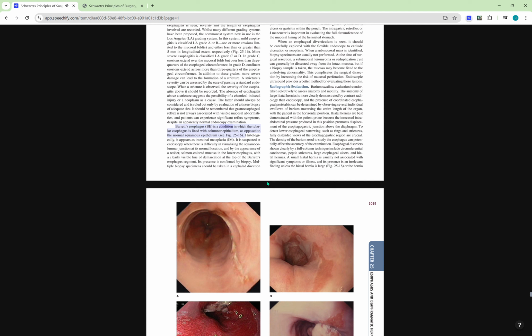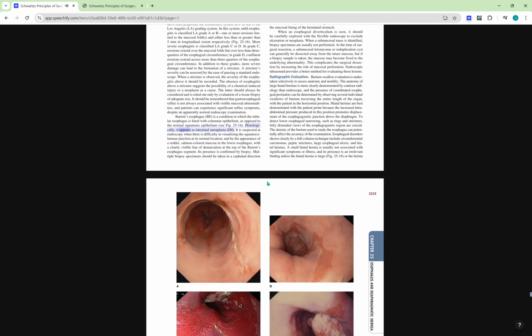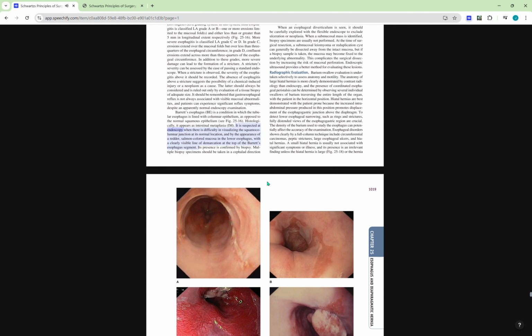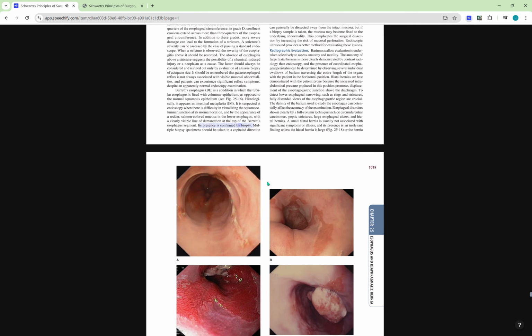Barrett's esophagus is a condition in which the tubular esophagus is lined with columnar epithelium, as opposed to the normal squamous epithelium. Histologically, it appears as intestinal metaplasia. It is suspected at endoscopy when there is difficulty in visualizing the squamocolumnar junction at its normal location, and by the appearance of a redder, salmon-colored mucosa in the lower esophagus, with a clearly visible line of demarcation at the top of the Barrett's esophagus segment. Its presence is confirmed by biopsy.